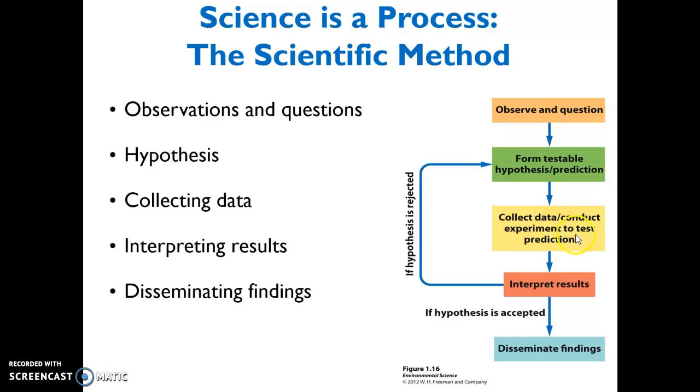So there we would be conducting another experiment to test our prediction and collecting data. And if the fish did die, then we would interpret the results as, it looks like something that was produced by the Pfiesteria did kill the fish. And then we would go on to either observe and re-question and possibly at the same time disseminate findings.